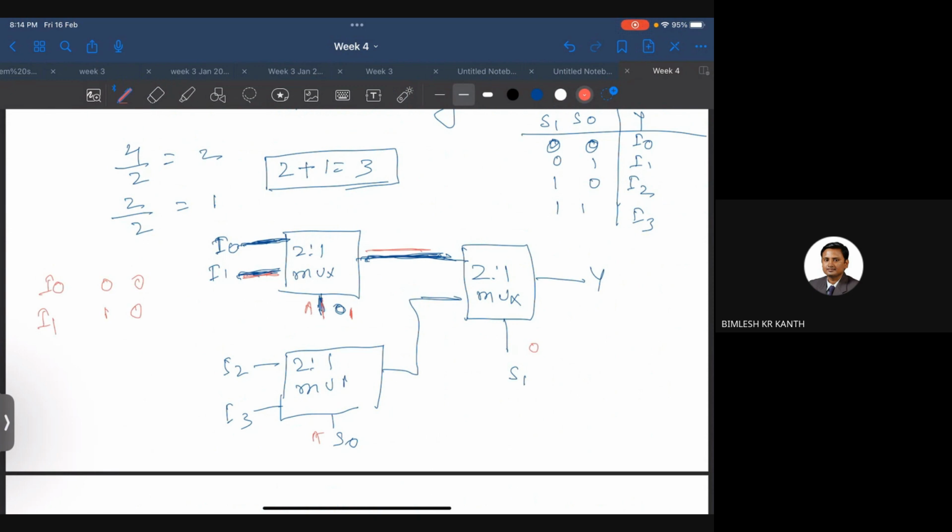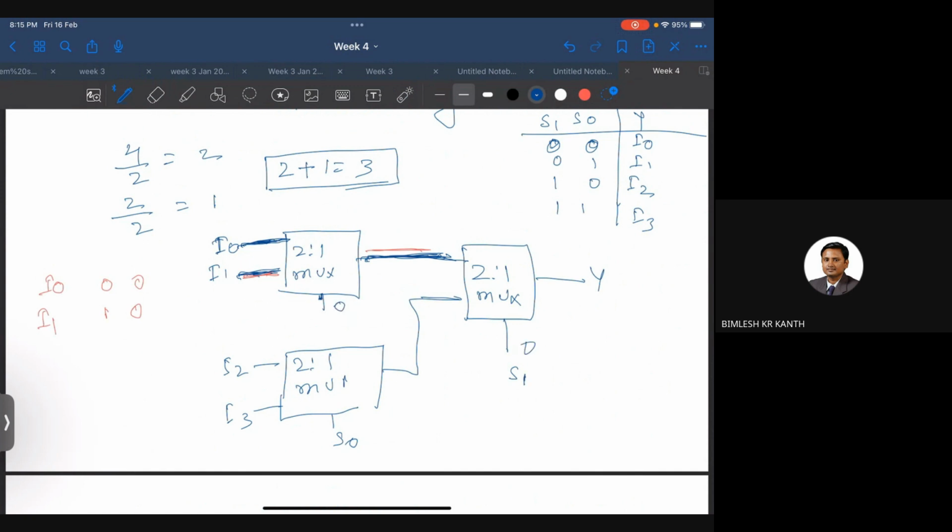No, I mean if we are writing S1, then S1 should be 0 and S0 should be 1, no? No, I'm not talking about which is S1 and which is S0. You have to predict which will be the S1 and which will be the S0, right? So for I0, if you want to select I0, this will be 0 and this will be 0, right? Both will be 0, yes.